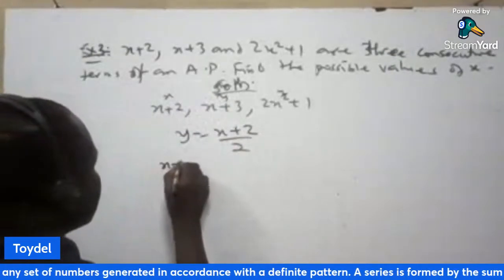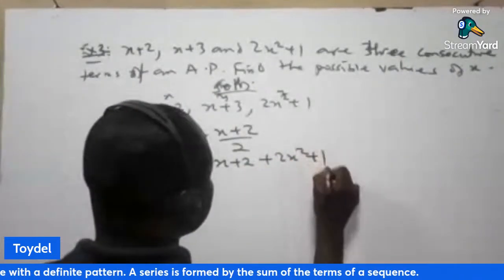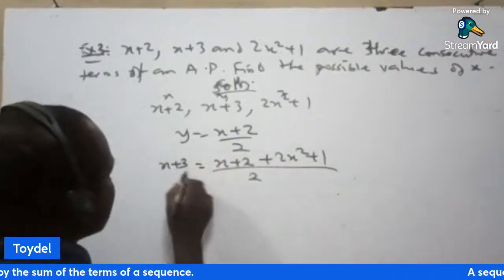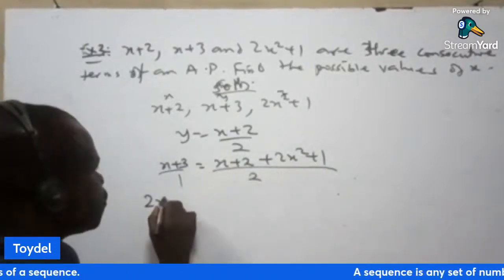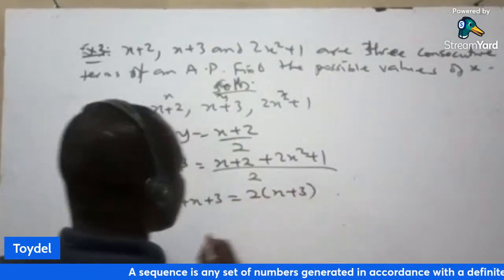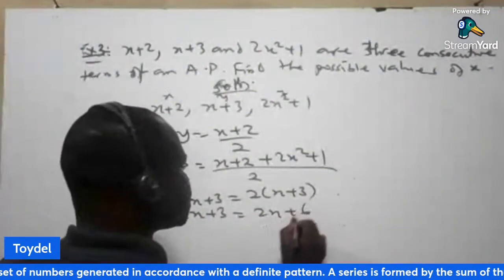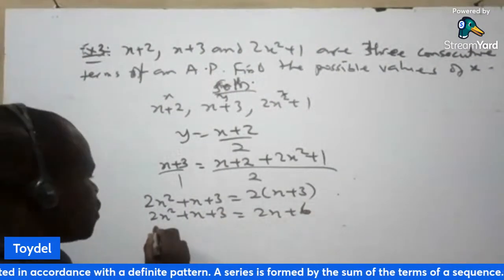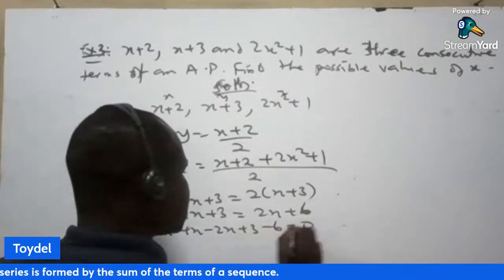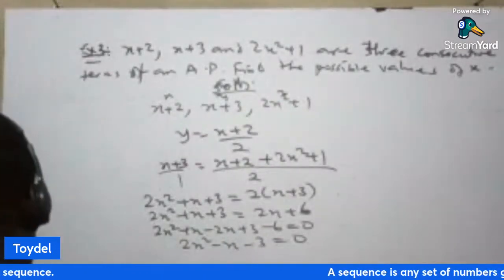Then in this case, x plus 3, which is Y, is equal to x plus 2 plus 2x squared plus 1, everything divided by 2. So we can cross multiply so that we have 2x squared plus x plus 3 equal to 2 into bracket x plus 3. So here we have 2x squared plus x plus 3 equal to 2x plus 6. So we can bring everything to the left hand side. So we have 2x squared plus x minus 2x plus 3 minus 6 equal to 0. So 2x squared minus x minus 3 equal to 0, and that is a quadratic equation.